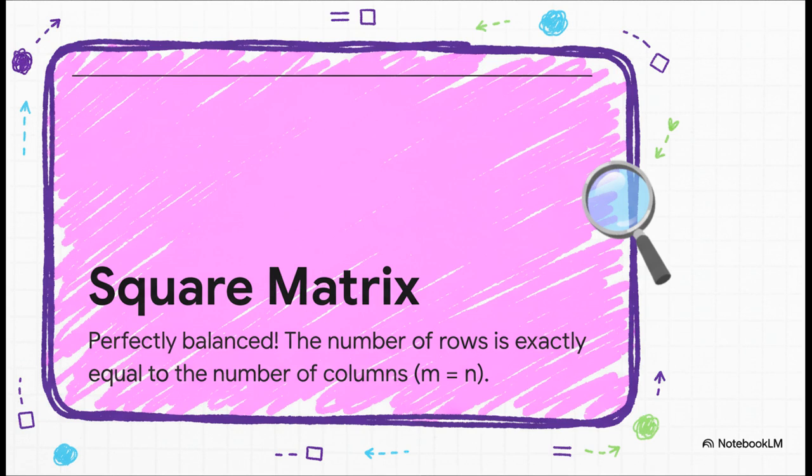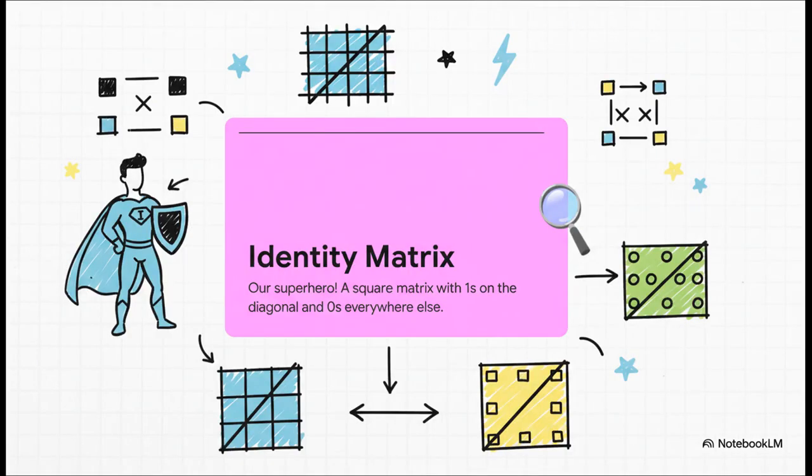The number of rows is exactly equal to the number of columns. So a 2 by 2 matrix is square, a 3 by 3 is square, and so on. Perfectly balanced. Okay, now listen closely, bacho. This one is super, super important.